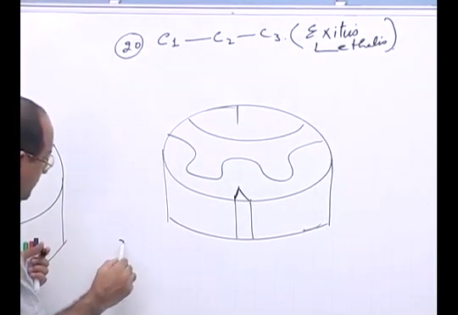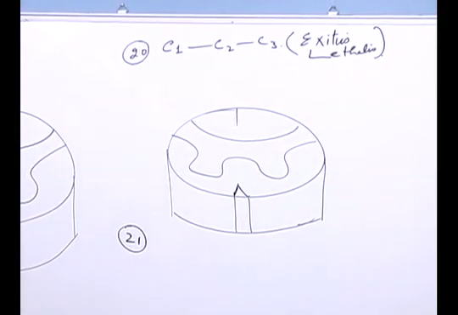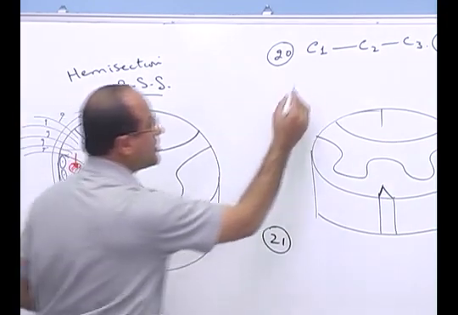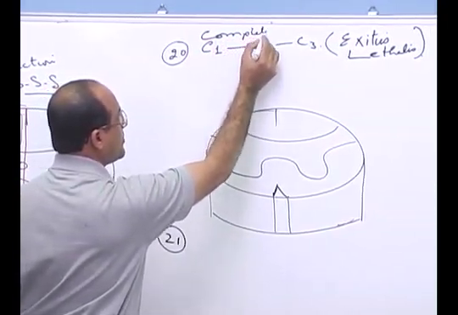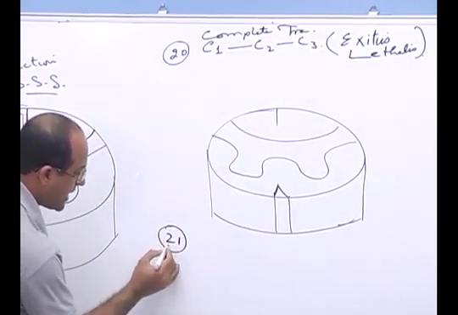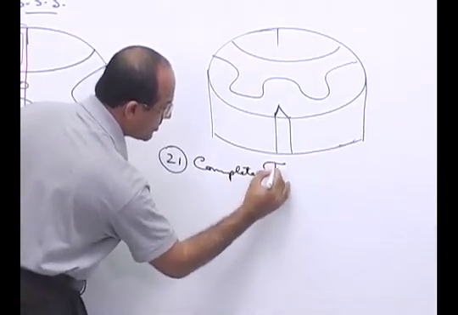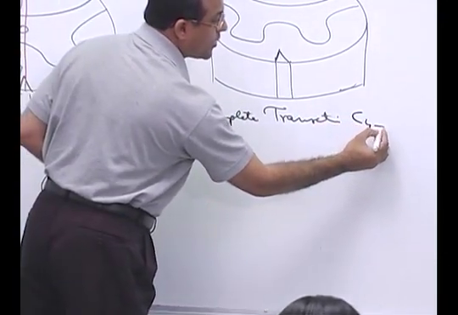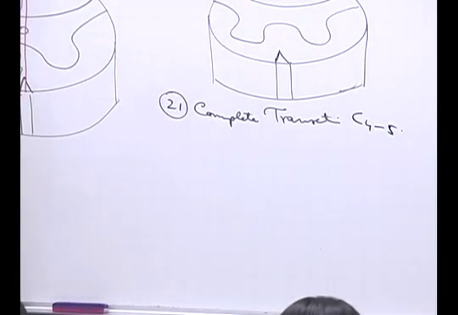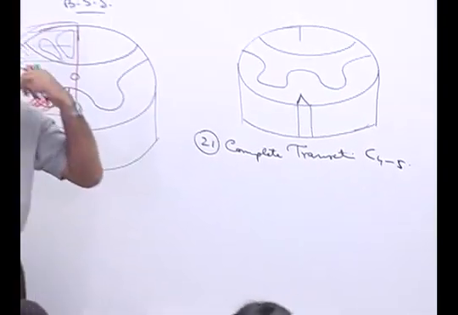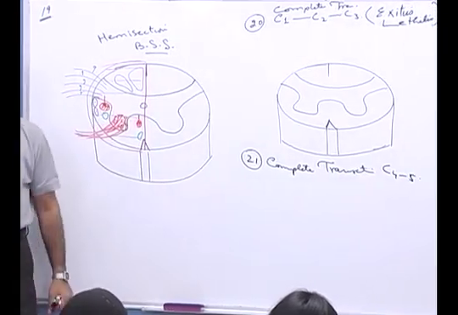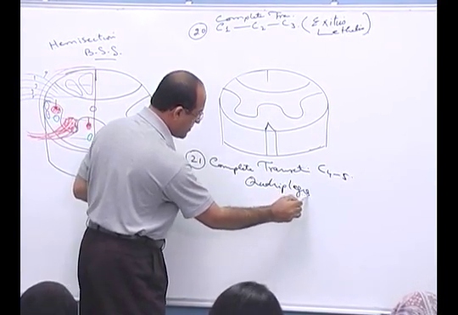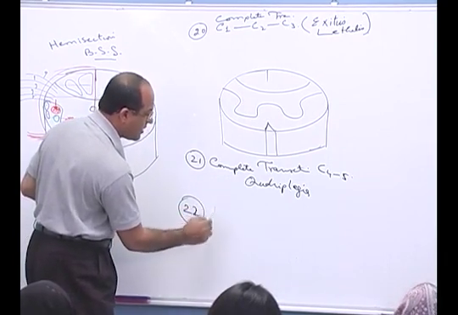Then case number 21, again complete transection of spinal cord. Here it was hemisection, or Brown-Séquard syndrome. Here it is complete transection at C1 to C3, and the next case is complete transection at a slightly lower level, let's suppose C4 and 5. C4 and 5 will affect the upper limbs as well as lower limbs. If you have transection, upper motor neuron control of the upper limbs and lower limbs both are lost. So the patient will have quadriplegia.